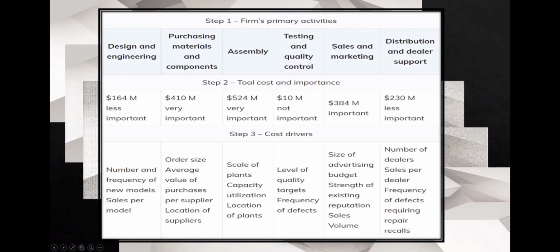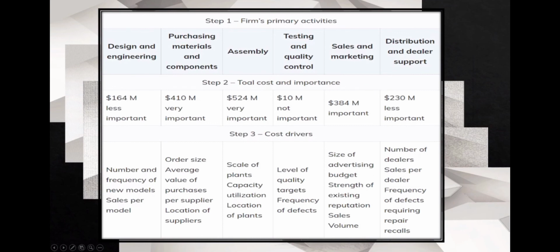The total cost of purchasing materials and components is $410 million, very important. And the order size, average value of purchases per supplier, and location of suppliers are the cost drivers. The assembly's total cost is $524 million, very important. And the cost drivers are scale of plants, capacity utilization, and location of plants.